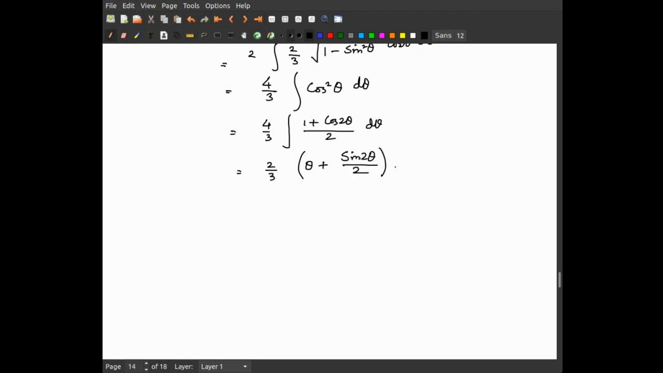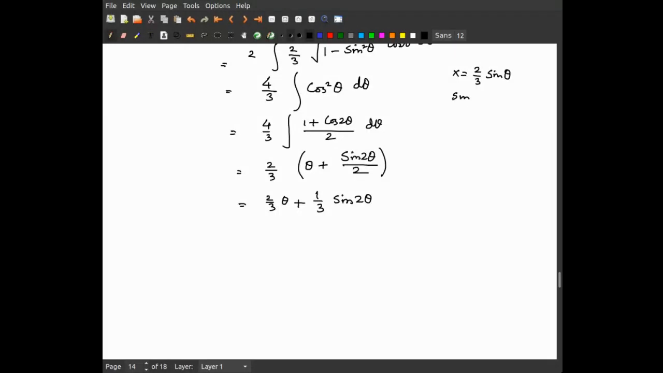Plus c. In this case, you can add plus c, but I'm not adding plus c because this is a definite integration. We don't need the c, because at the end we will replace everything with the upper limit and lower limit. Okay, so we have 2 over 3 theta plus 2 and 2 are getting cancelled. That would be 1 over 3 sine 2 theta. So our question again, we need to find our value theta, we need to find our value sine 2 theta. And we started with what? x equal to 2 over 3 sine theta. We started with that one.